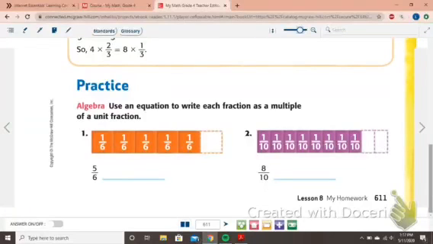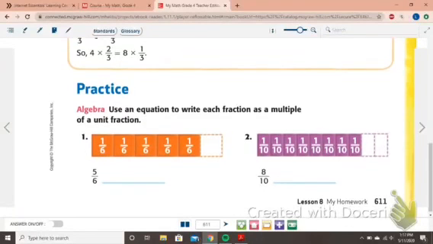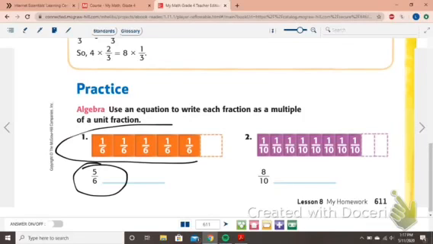Hey guys, so this is lesson 9-8. This is showing these fractions here, like 5/6, as a unit fraction, as like a multiple of a unit fraction. Here's our unit fractions right here. These are our unit fractions.